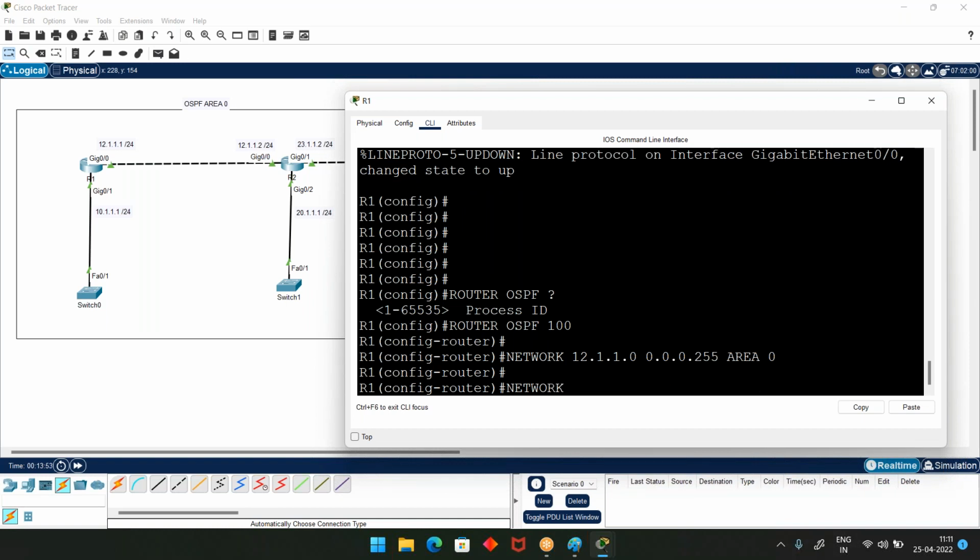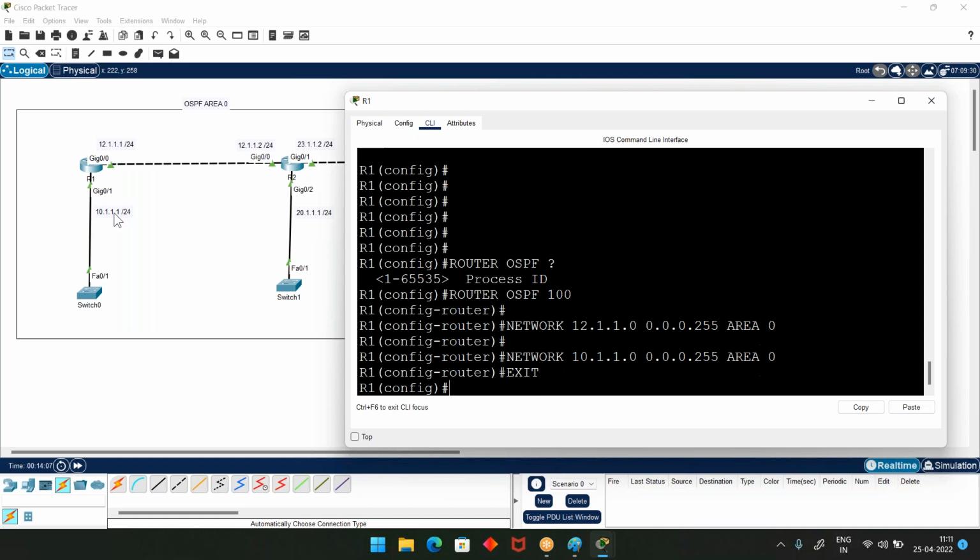Okay, R1 router network. This 10.1.1 network belongs to which area as well? Area 0 as well only. Press enter here. Exit.